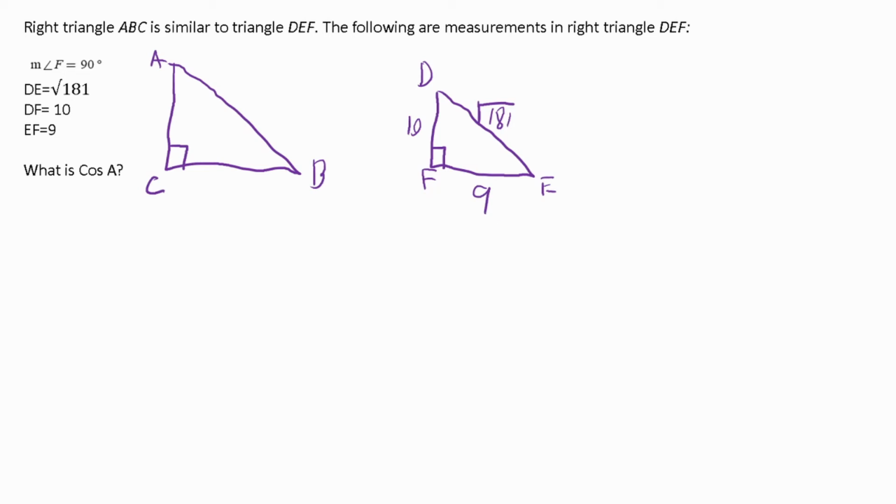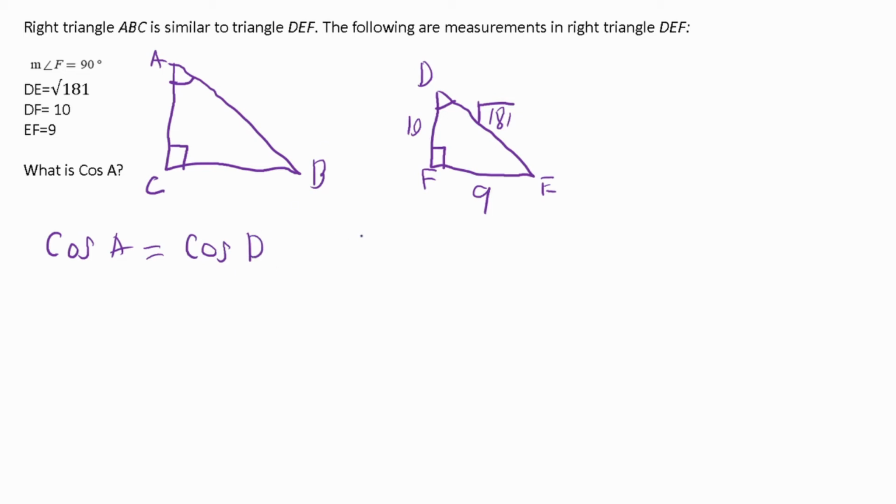So then what we could do, it says then what the following is the measurements. What is the cosine of A? So the cosine of A, what we know is, since A and D are going to be congruent because they're similar triangles, whatever the cosine of A is, is the same thing as the cosine of D. So we could say the cosine of A is equal to the cosine of D.